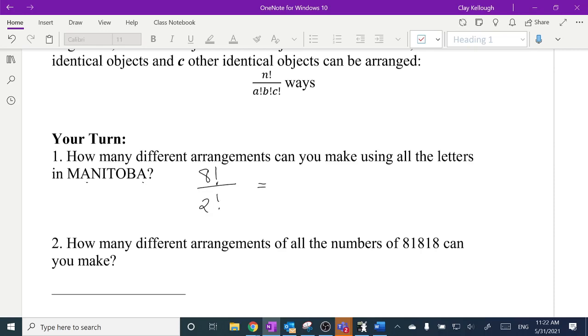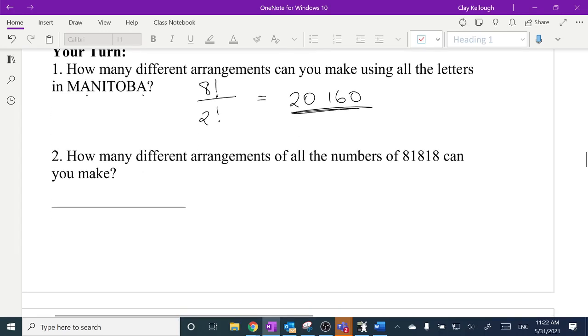So 8 factorial divided by 2 factorial. I already punched this in the calculator, so I'll save you the button punching. It's 20,160.